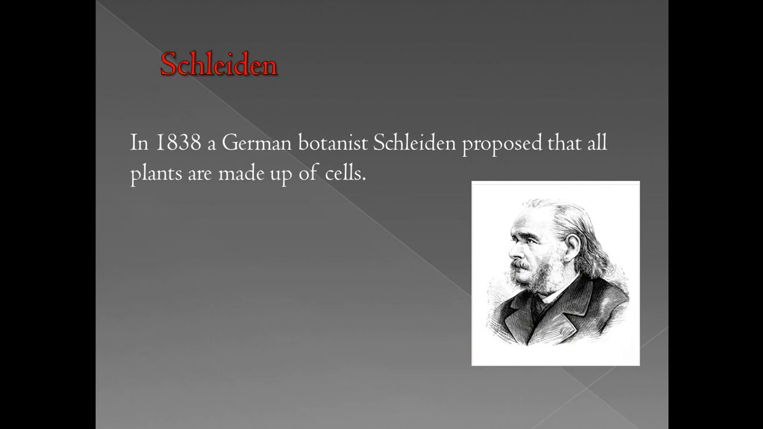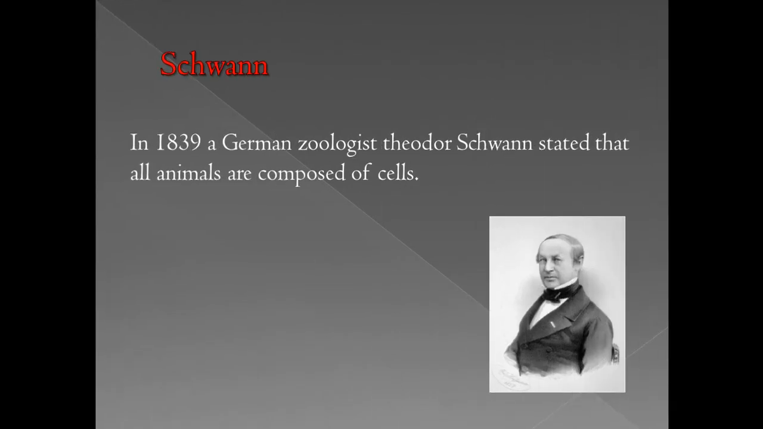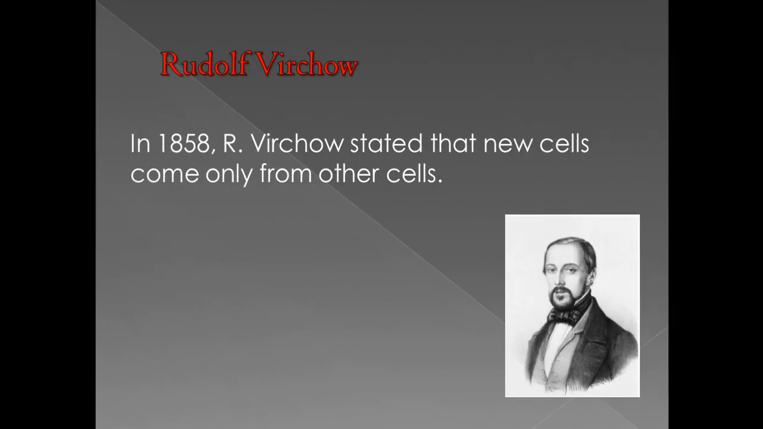Third one is Schleiden. In 1838, a German botanist, Schleiden, proposed that all plants are made up of cells. Next one is Schwann. In 1839, a German zoologist, Theodor Schwann, stated that all animals are composed of cells. Next one is Rudolf Virchow. In 1858, Rudolf Virchow stated that new cells come only from other cells.